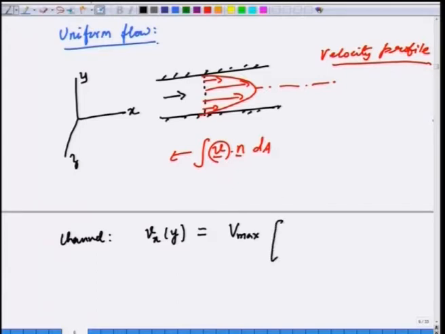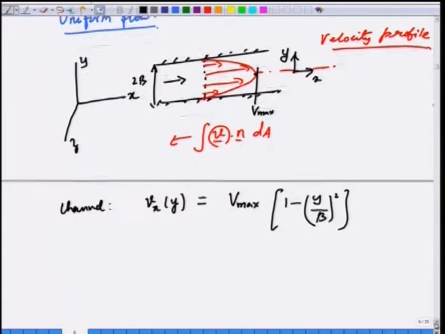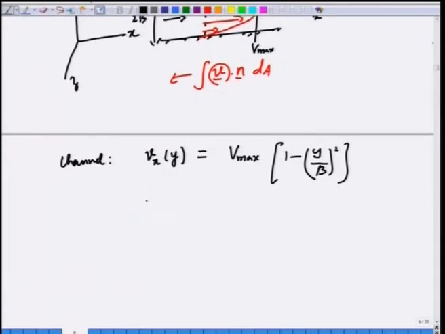It is the maximum velocity, which is at the center, called v max, times 1 minus y by b, whole square, where the channel gap is 2b and the y coordinate is set like this. Then if you want to integrate the integral of v dot dA, what this would mean is, suppose fluid is exiting the channel in the x direction, and the unit outward normal is also in the i direction, that is along the x direction.